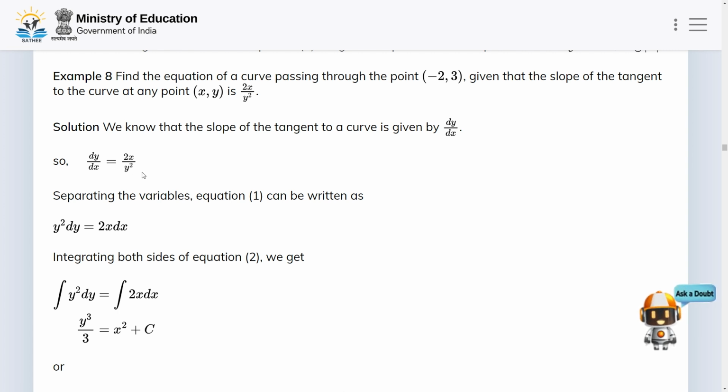Now as you can see, you can separate them. So it will be y squared dy is equal to 2x dx.